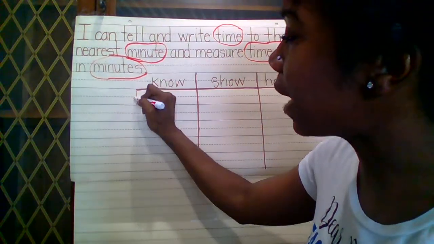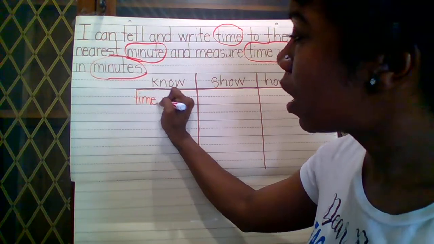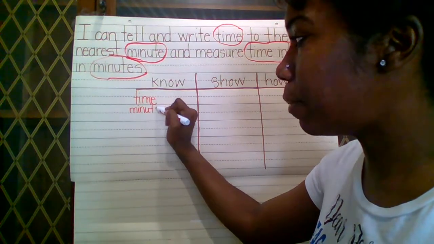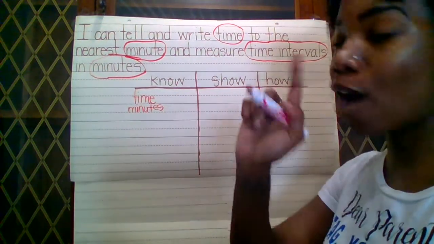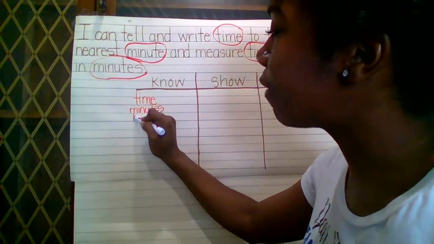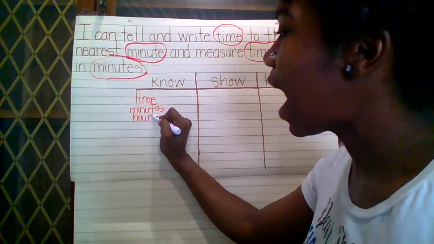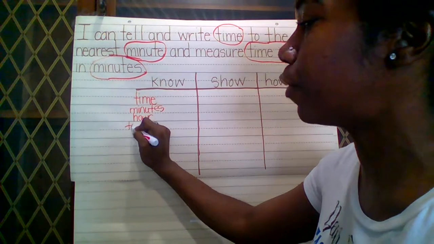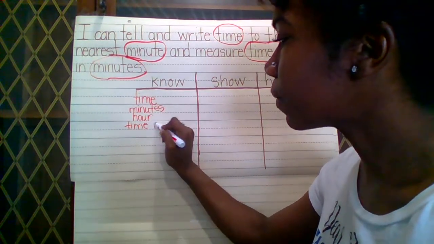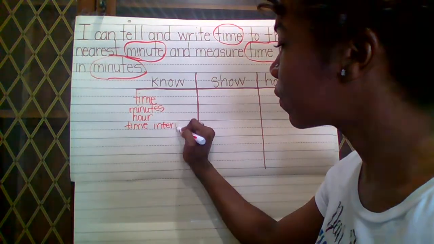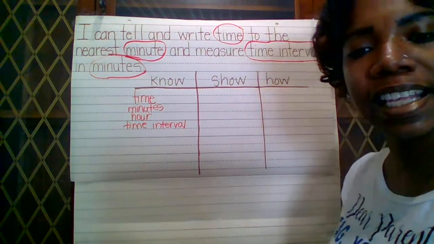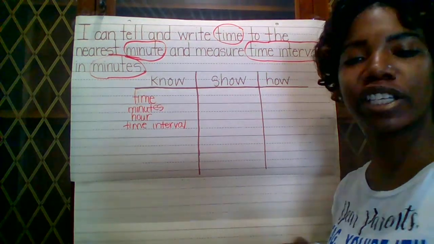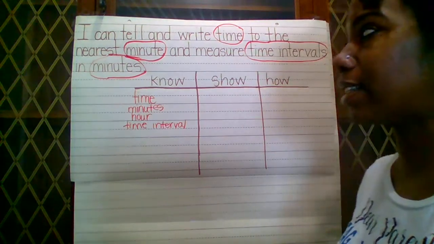So we need to know time. What is time? We need to know minutes. And the minute hand is the long hand. That's correct. And then you have the short hand, which is also the hour hand. So also we need to know what is a time interval. Time interval is the amount of time between the start and the ending. That is also the definition of elapsed time, which is basically the same thing.